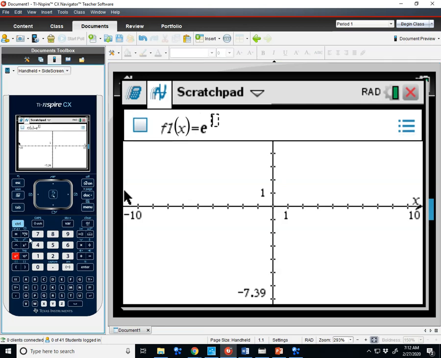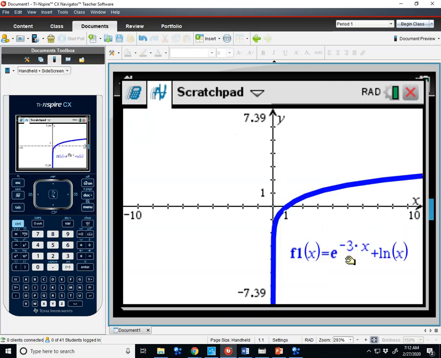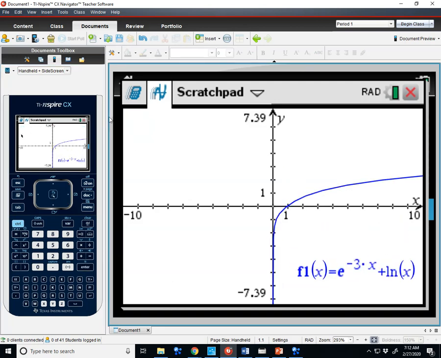So E, to the negative 3x. And then make sure you're not in the exponent anymore. Plus, and then we need natural log, which I believe is above the E. Natural log of x. And then make sure, and that's it. Right? Hit it. I did expect something different. That was not this one. There's some good ones though.